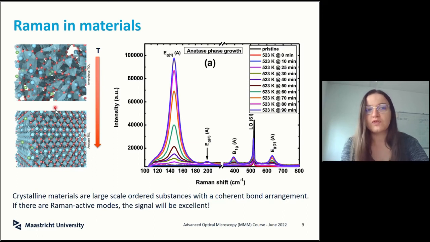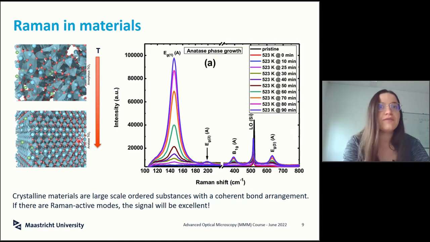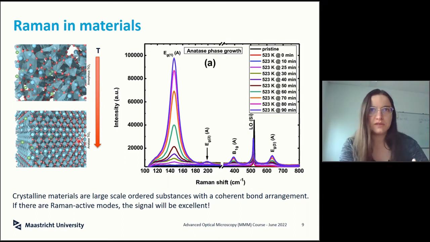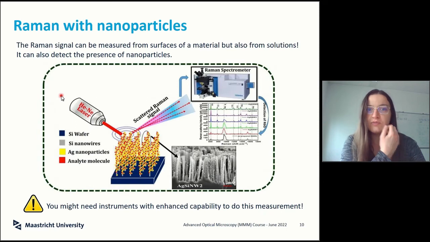So, of course, you still need to have Raman active modes. There are crystalline materials that are Raman inactive because of the symmetry. That happens, but if the arrangement of the atoms in your crystal allows it, your crystal will have a Raman signal. Another reason why Raman is used specifically is to be able to measure surfaces and also solutions.